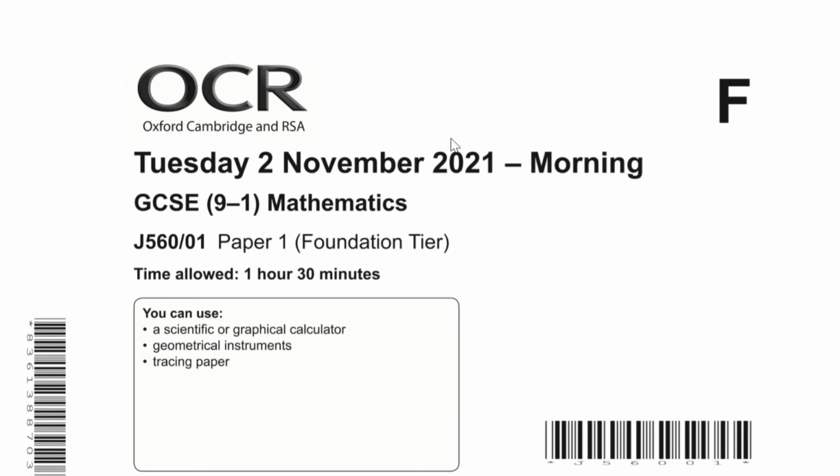This is the OCR GCSE 9-1 Maths Foundation Paper 1 from the November 2021 series.